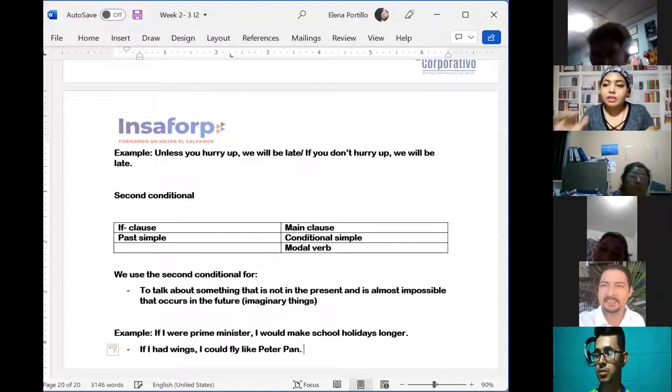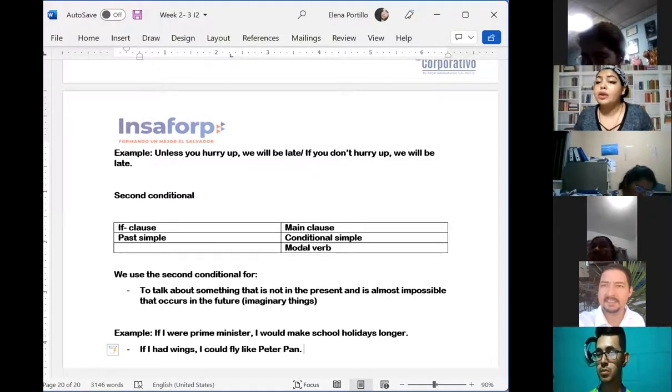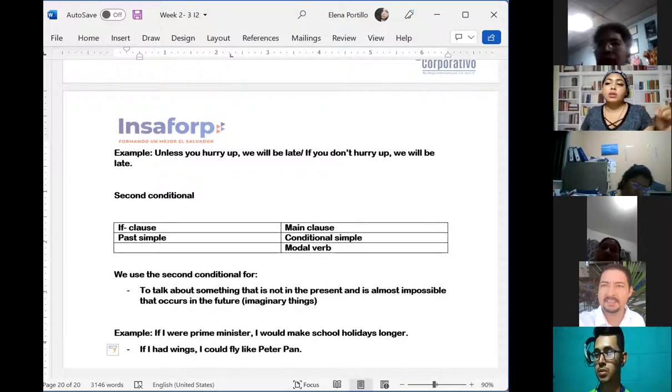So in this case, we are using this kind of sentence for something very imaginary, because we are not going to have wings, or we are not going to fly like Peter Pan, because Peter Pan is a character of a story. In this case, it's for children, right? So we have these kinds of things, something that is almost impossible to do, or something that is imaginary.